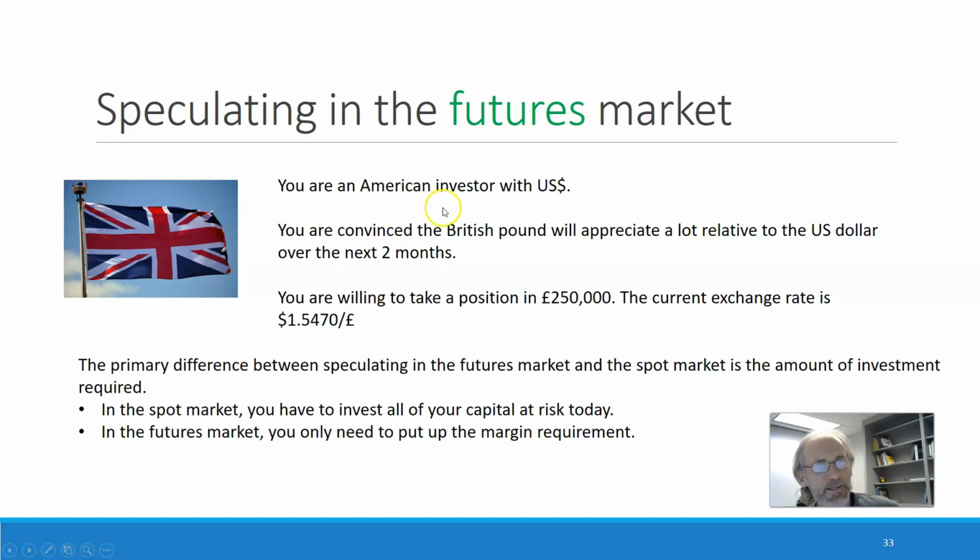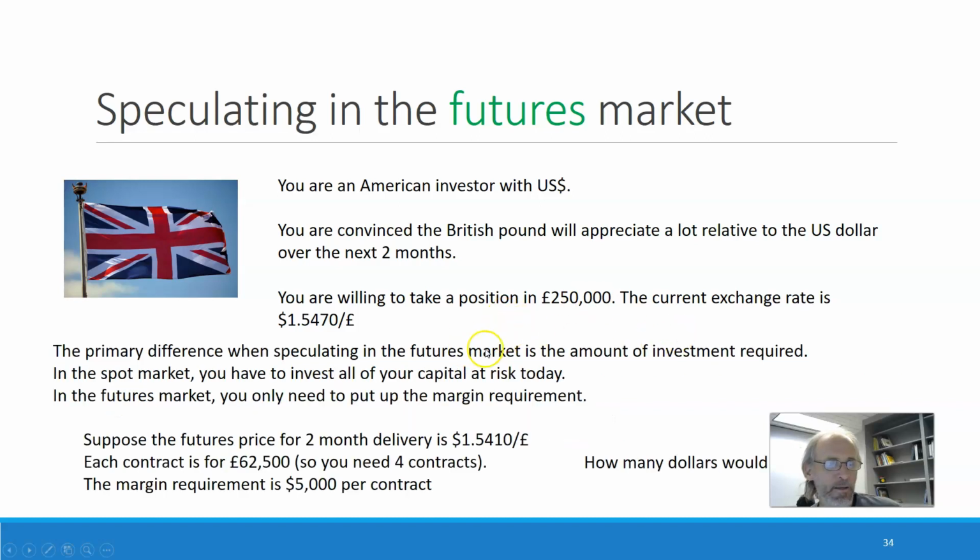Okay, now a better way would be to speculate in the futures market. So they have these futures contracts, and all you have to do to start this is put up the margin requirement on the contract. So it allows you to take the same gamble with a lot less of your money in at the beginning. Okay, so I've got here the futures price for 2-month delivery is that amount. So just suppose that's what it is.